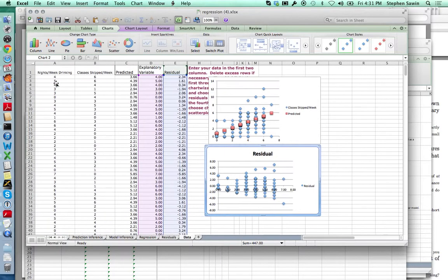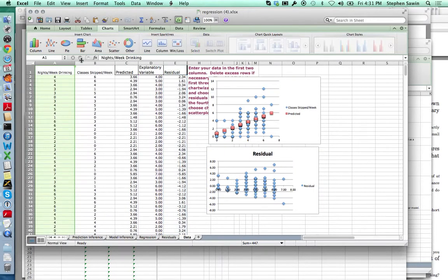Here is nights, weeks spent drinking and classes skipped. Here is the scatter plot. I plotted here for you the predicted values. You can see that it is a clear positive association. Perhaps you see a little bit of a sign of curvature. It's not quite clear. We'll address that later.